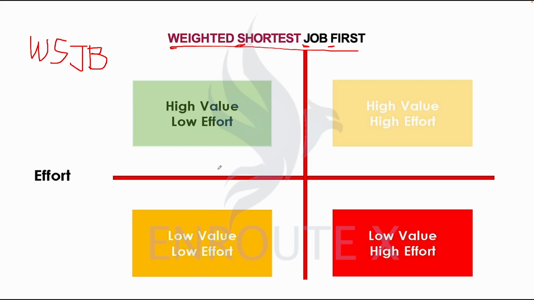So we can see from the quadrants, we have high value, low effort; high value, high effort; low value, low effort; and low value, high effort. Of these four quadrants, which one would you want to work on first? If you have an option, which one would you want to take on first?